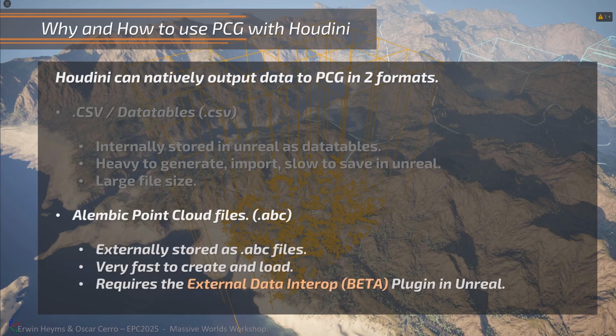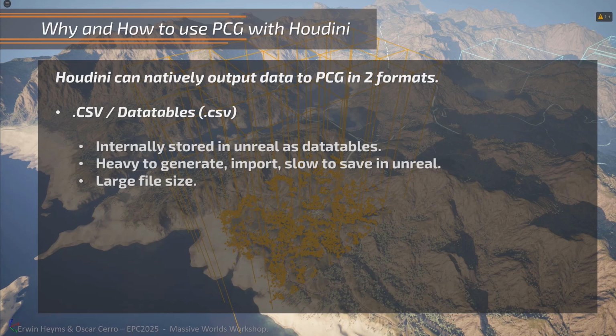Now, I would highly recommend that you use Alembic point clouds. When I first started out, I used CSV data tables for the system, and frankly, the only benefit to them is that they can be stored internally in Unreal in data table format. However, generating them, importing them, and saving them is exceedingly slow if you have a lot of props. Basically, if you go over 50,000 actors, and you can easily reach that level in a 500 by 500 meter grid, these files become slower and slower to work with, let alone open up.